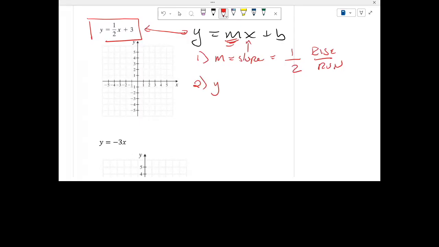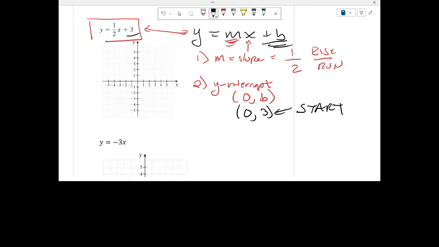Step number 2, we're going to look for our y-intercept. Our y-intercept, y'all, is always the point 0, b. B is the number at the end. In this case, y'all, it looks like our b is 3. This is where we start, okay? We're going to start at 0, 3.